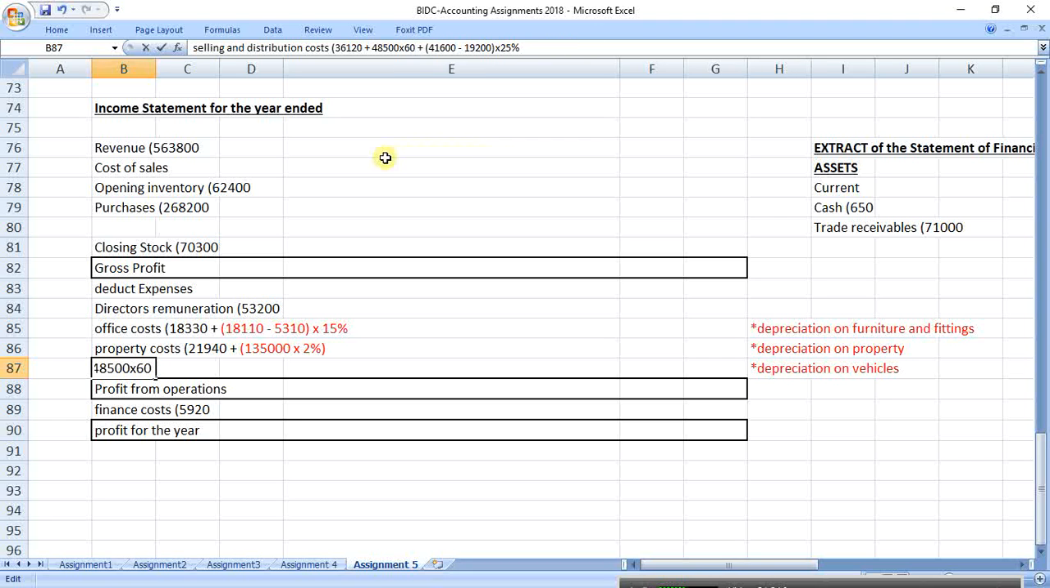Times 60%. I do think you should show these workings. Yeah, so maybe write it small or write it above or below, but somewhere. I think you should put that there. Okay.